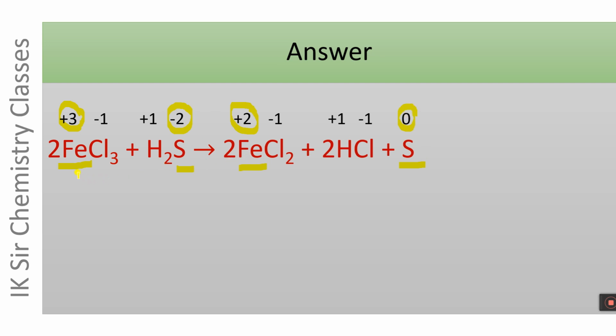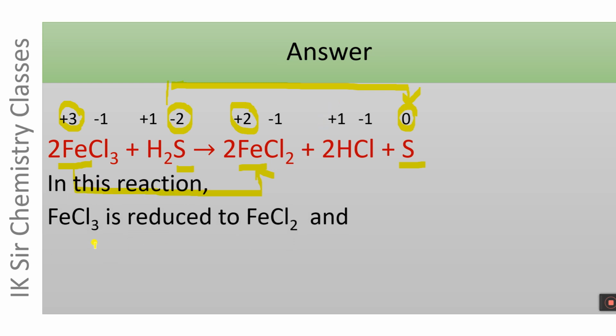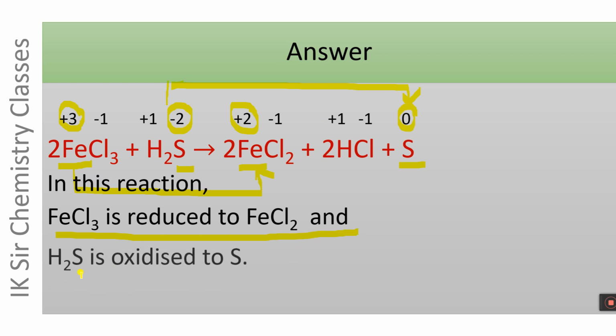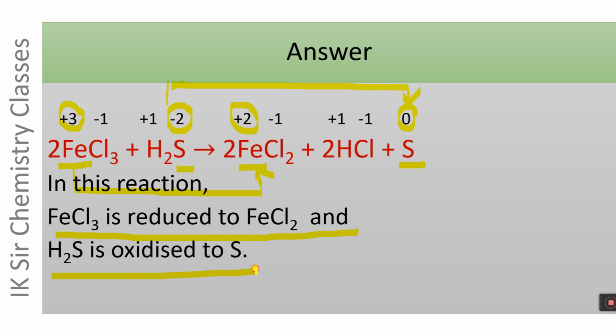It is obvious that FeCl3 is reduced to FeCl2 because the oxidation number of iron decreases from +3 to +2. On the other hand, H2S is oxidized to S because its oxidation number increases from -2 to 0. In this reaction, FeCl3 is reduced to FeCl2, while H2S is oxidized to S.